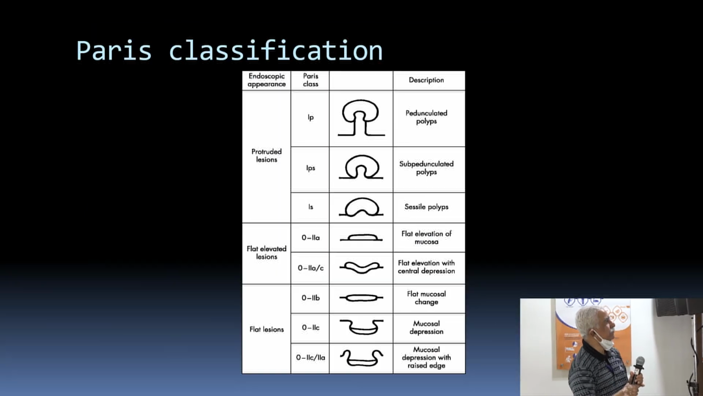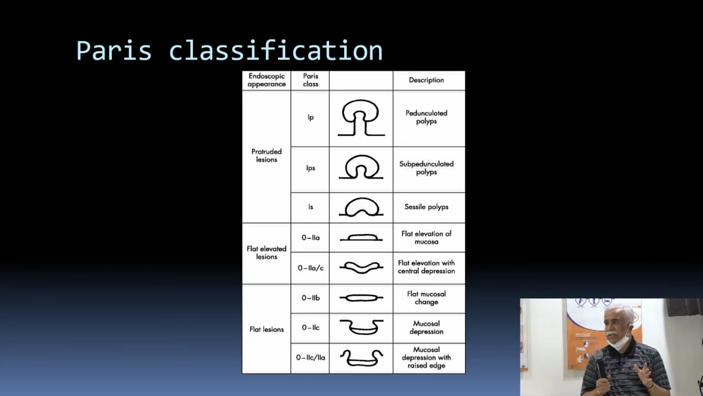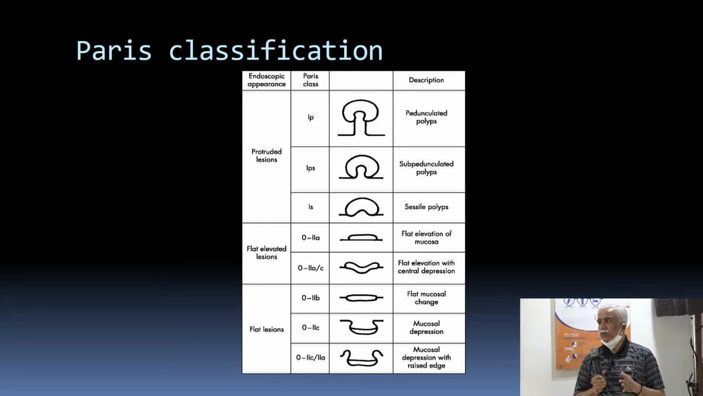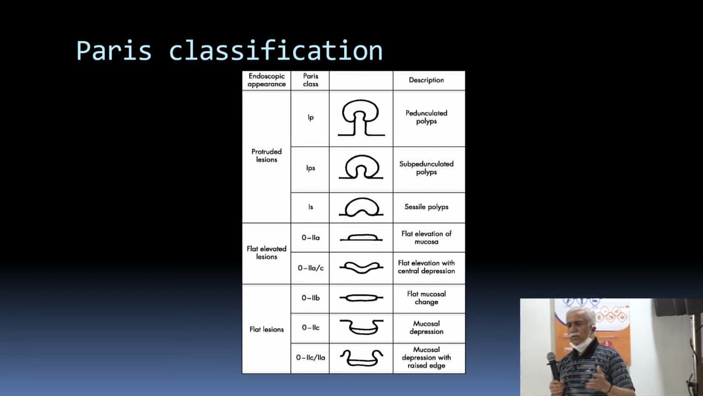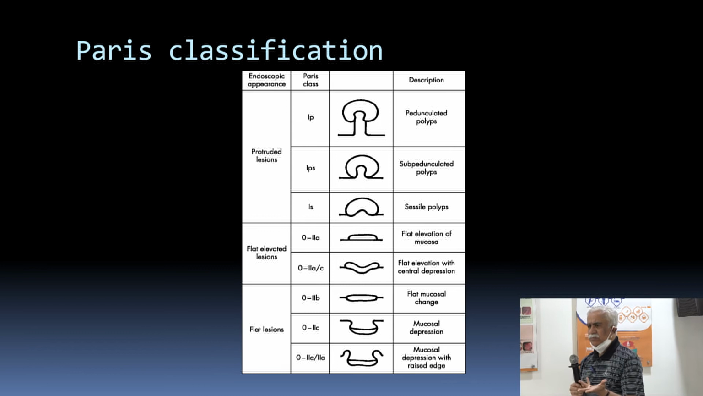Next slide. The other thing is Paris. I spoke to you last night as well. This is something that you must be familiar with, because it tells you a lot. And this is something you can do with white light endoscopy. Someone said you use 170 scopes. This you can do without any problem.